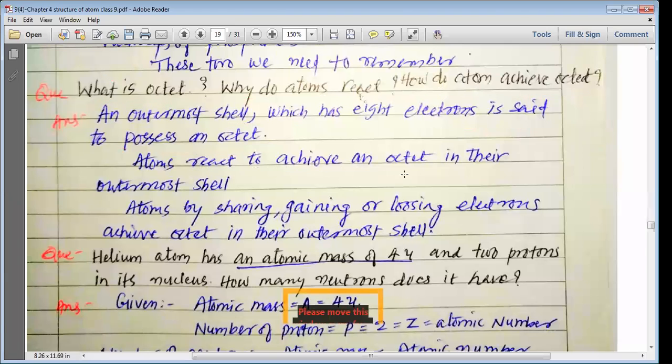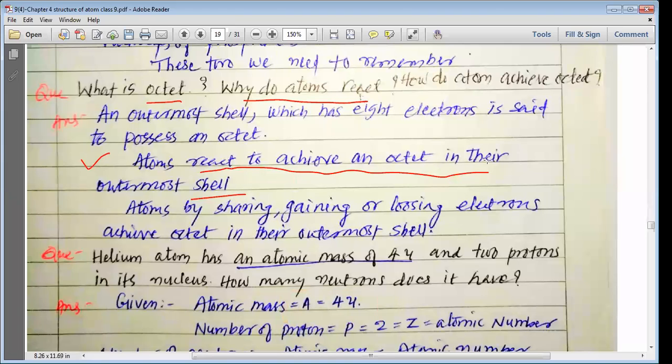Atoms react to achieve an octet in their outermost shell. Now the next question: why do atoms react? What is an octet? When we have 8 electrons in the outermost shell, we can say that the atom possesses an octet, or the octet is complete. Next question, why do atoms react? So all atoms react to achieve an octet in their outermost shell. That means, suppose you have the electronic configuration 2, 6. Then this electronic configuration tries to become like 2, 8.